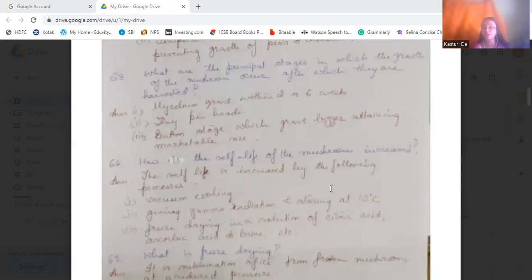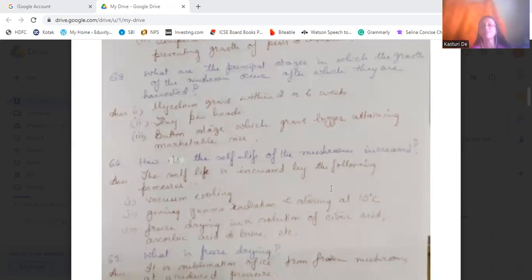How is it freeze drying? In a solution of citric acid, brine, and ascorbic acid. Some other solutions can be used, but here three types of solutions are mentioned: citric acid, brine, and ascorbic acid. In that solution they are frozen and dried.